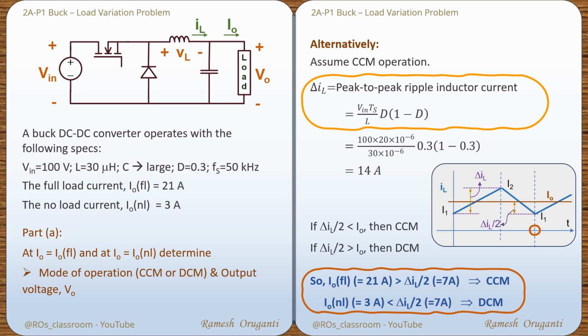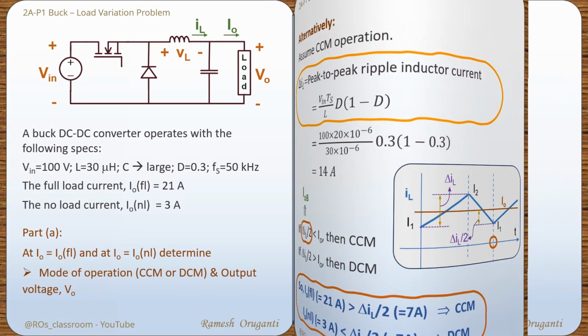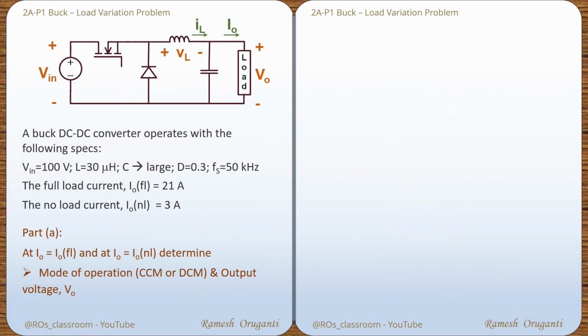So we can think about it in this way also. There is one little point here. Delta IL by 2 is in fact the boundary current. The boundary current is Vin Ts by 2L, d times 1 minus d. Delta IL is Vin Ts by L, d times 1 minus d. So delta IL by 2 is I0B. We have used this for the derivation in 2A3 video. So delta IL by 2 is I0B. Even though we seem to be approaching in slightly different ways, we are practically doing the same thing. Next, we will find the output voltage V0.